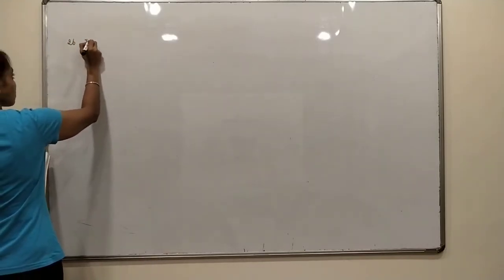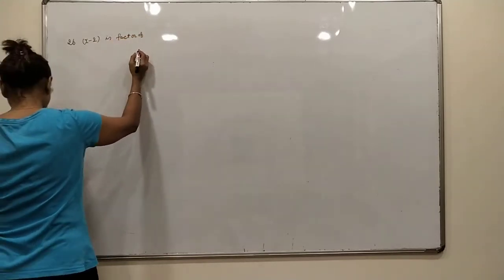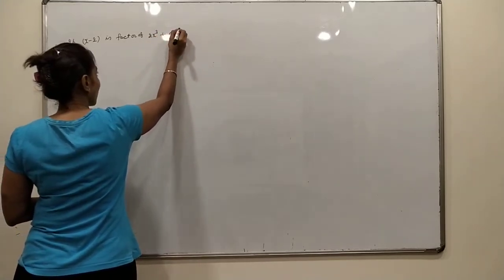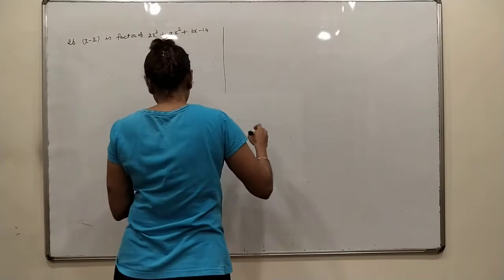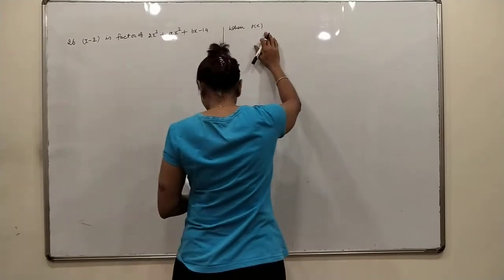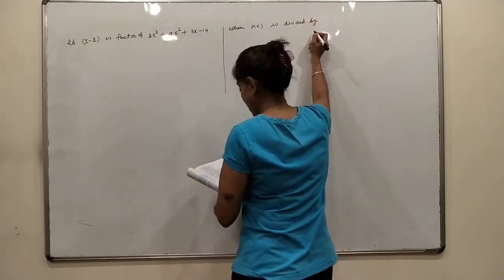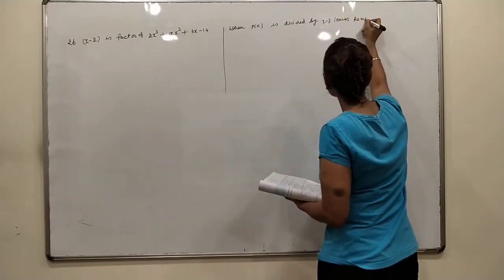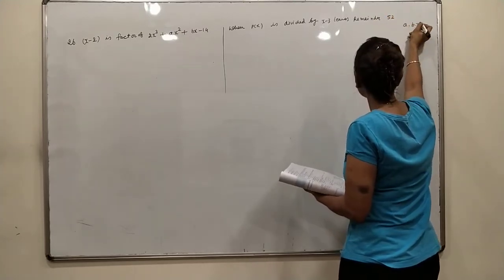If x minus 2 is a factor of 2x cube plus ax square plus bx minus 14, and another piece of information: when p of x, this expression, is divided by x minus 3, it leaves remainder 52, then you have to find the value of a and b.